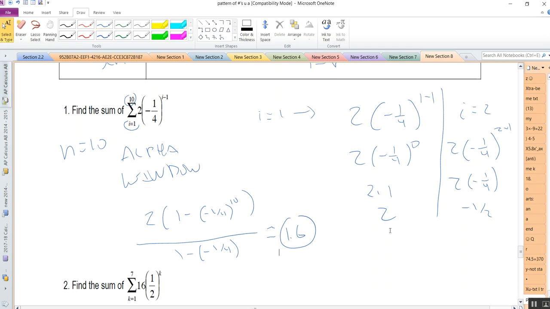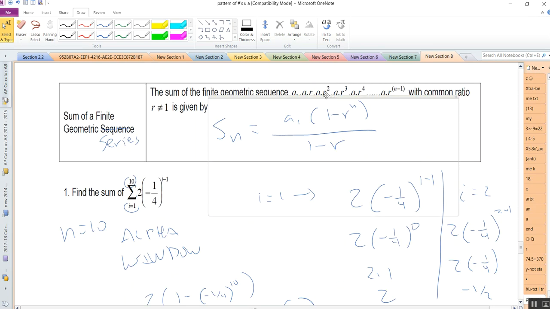You could just use a calculator, but if I did ask you to show the work, what you'd want to do is first calculate the first term, which you're going to find is 16, and then find the common ratio, which you're going to find is 1/2, and then you plug it all into the formula you see here.